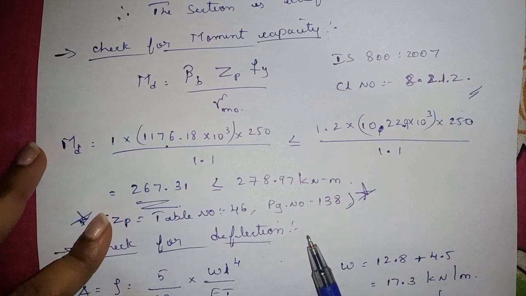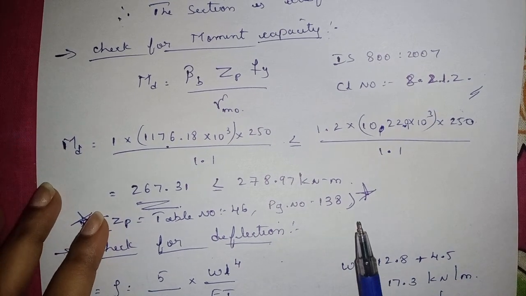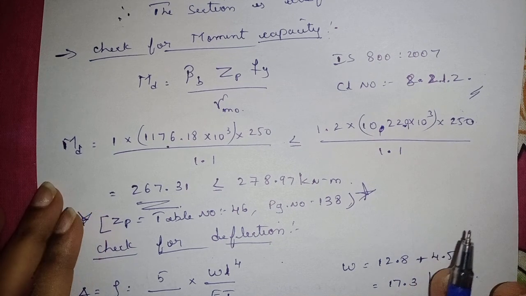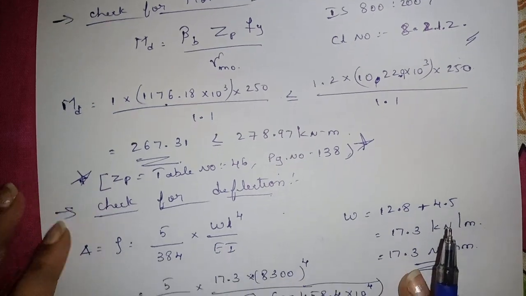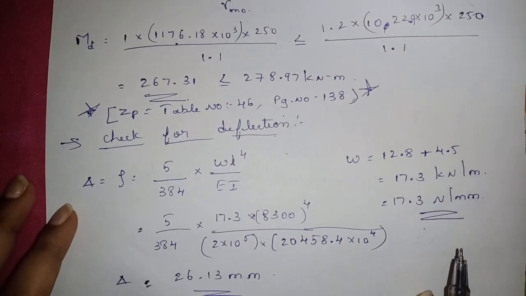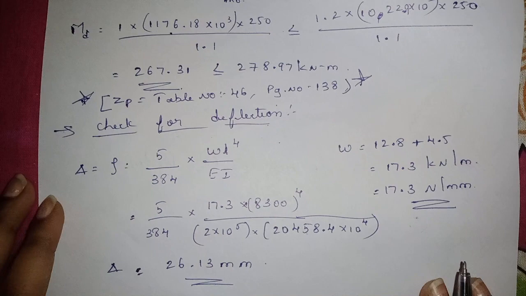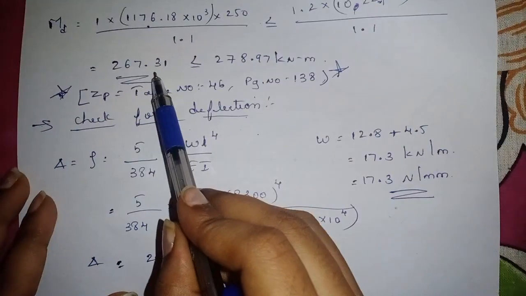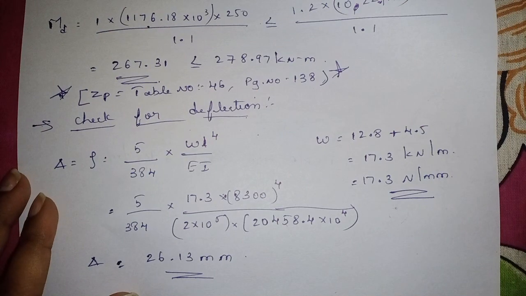This is what is given in the code also, right? So it is safe. If not, the section, whatever you have taken, ISMB, cannot take the moment. You need to redesign it again. Take the higher section, you need to redesign it. Now finally, it is safe for us. It is because it is lesser than this value, so it is safe.